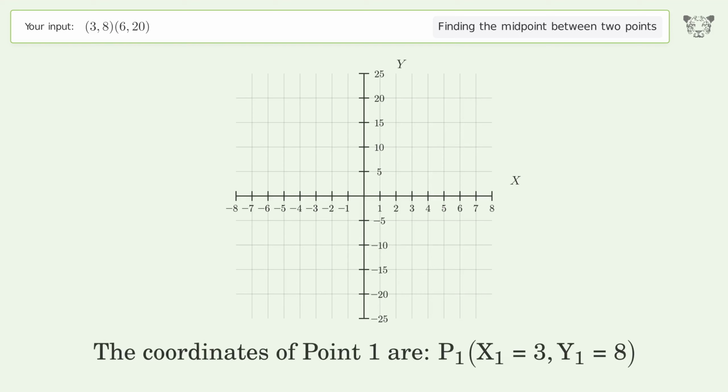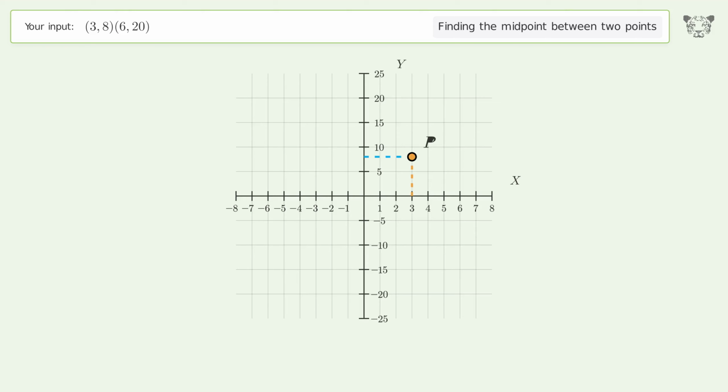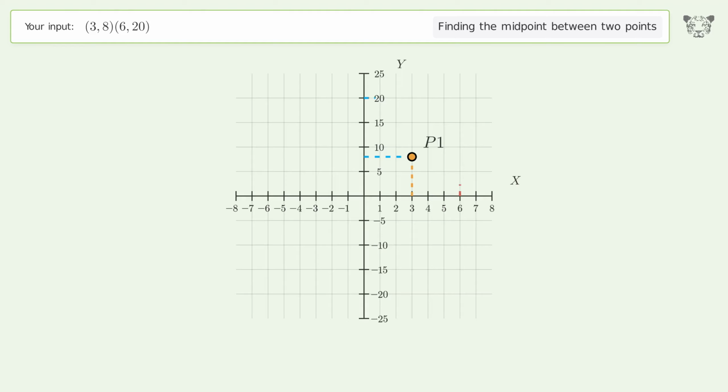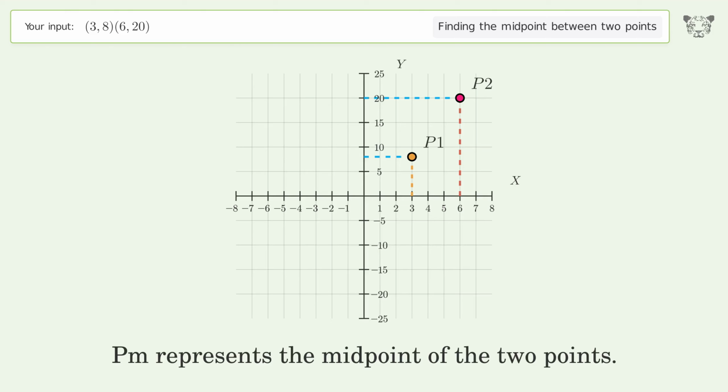The coordinates of point 1 are, x1 equals 3, y1 equals 8. The coordinates of point 2 are, x2 equals 6, y2 equals 20. PM represents the midpoint of the 2 points.